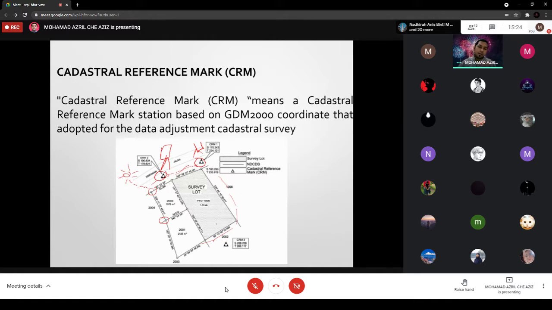They will establish at least three CRM points: two visible to each other, and another one close to the lot. This is in order to improve the survey method to start the survey.